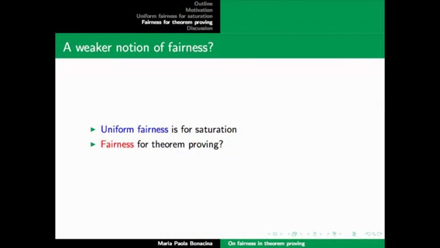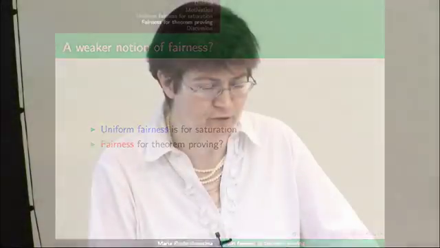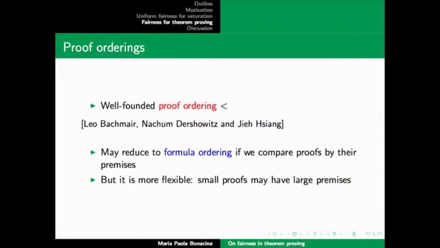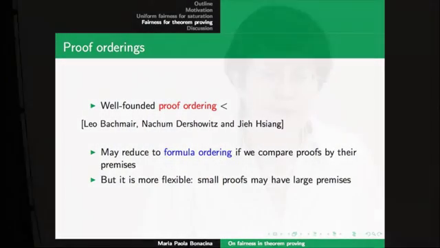Now, the question is, can we have a weaker notion of fairness and claim that uniform fairness is for saturation and fairness is for theorem proving? Now, this can be done by working with the proof ordering rather than only with the formula ordering. The notion of proof ordering is also a classical notion in the theorem proving literature, and it appeared several years ago. There are papers by Leo Bachmair, Nachum Dershowitz, and Jieh Hsiang on proof orderings. Now, one could say, well, what's the difference?